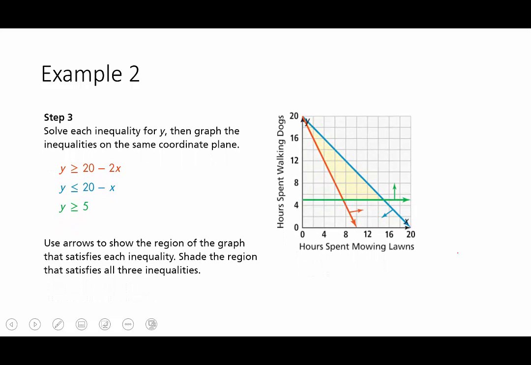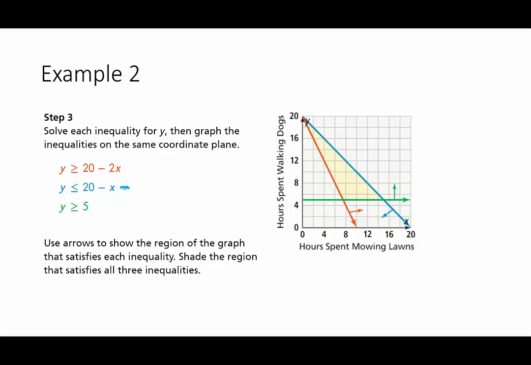Then we're going to graph. In order to graph, we rearrange each equation so the y is isolated. So with the first equation, when we rearrange it and simplify, we get 20 minus 2x. So our y-intercept is 20 and our slope is -2. We'll talk about the shading in a second. Then the next equation, which is the blue one, is y is less than or equal to 20 minus x. So our intercept is 20 at the y, and then -1 is our slope. And then we have our horizontal line at y is greater than or equal to 5.